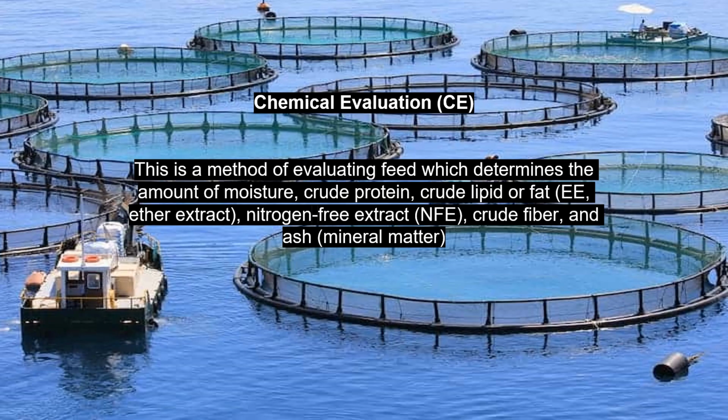So the third type of evaluation is the chemical evaluation. Chemical evaluation is a method of evaluating feed which determines the amount of the six feed fractions or components, such as the moisture, crude protein, crude lipid or fat, nitrogen-free extract, crude fiber, and ash contents, through a system known as proximate analysis. This method also determines the other nutrients that the feedstock or diet itself contains.